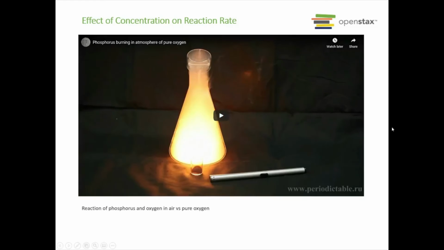So this next video, this is what that link is in the last slide, is looking at the reaction of phosphorus burning in air versus it burning in pure oxygen. So when you put it in that pure oxygen, you're increasing the concentration of reactant, and you're going to see what happens.